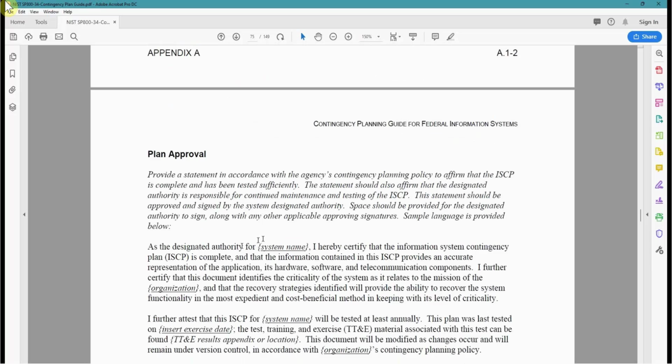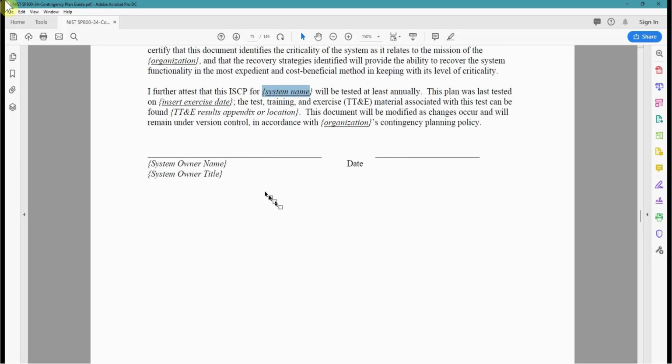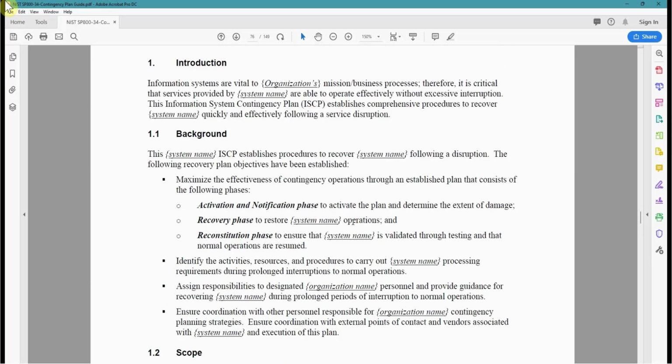So these are the documents here. These are the templates. You can update these templates to customize them to suit your specific need. Here, the system name, definitely you're going to change this to your system. Everything here is so easy. You can just copy this same document, update your system name, your organization name, the system owner name, dates, and you come up with your contingency planning documentation.